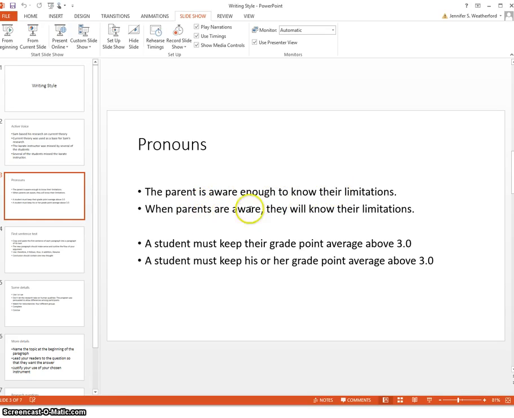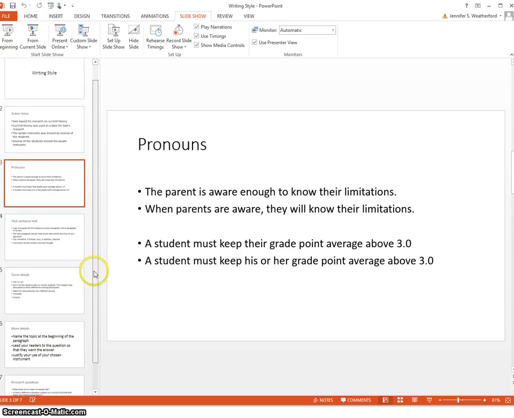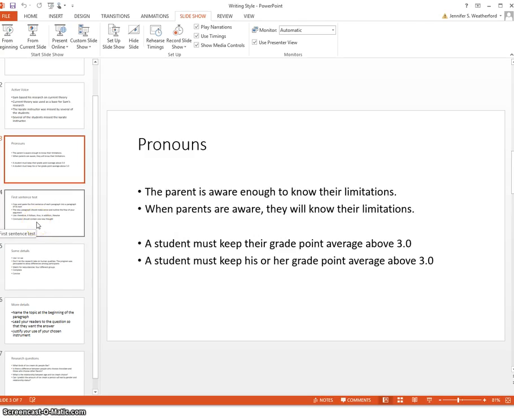And that's tough. I prefer this second one, but there will be times when you need to use his or her. Likewise, a student must keep their grade point average. Well, their means students. So you could say students must keep their grade point average above 3.0. Or again, you can use the his or her. In this case, his or her is preferable because we're not talking about an average of all of the students. We're not really talking about students as a group. It's tough, but go through with a fine-tooth comb and look for some of the ways you can fix these things.